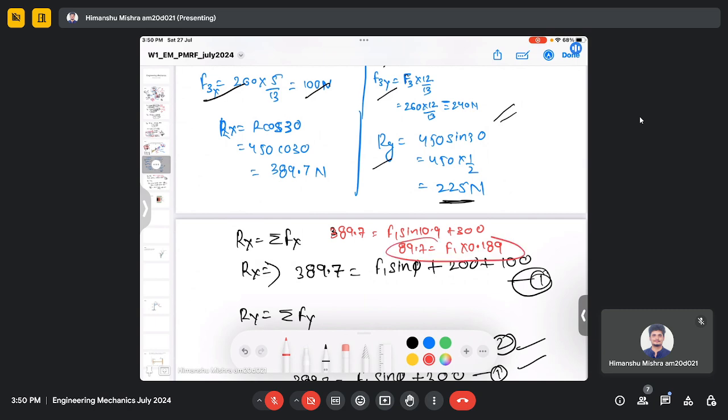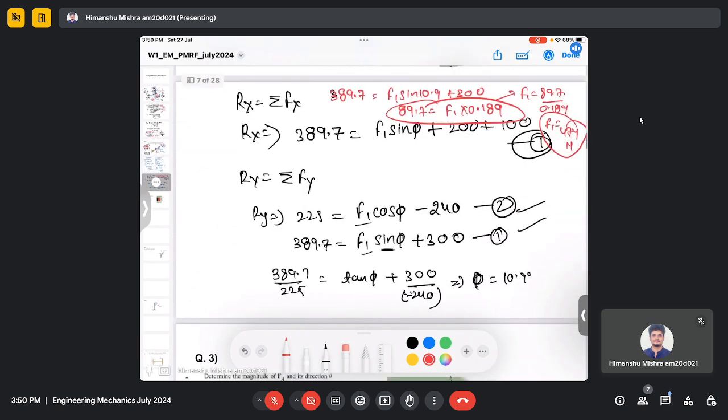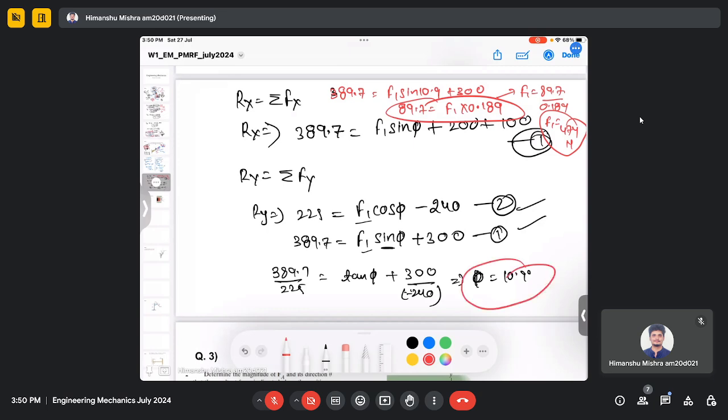So on solving this, 89.7 divided by 0.189, I will have F1 as 474 Newton. So this is my F1, which is 474, and my phi comes out to be 10.9 degrees.